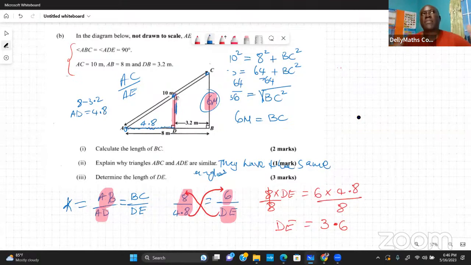And if I'm putting the bigger one on top, I have to do it until this problem is finished. If I'm putting the smaller one on top, I have to do it until the problem is finished. Don't be switching around. So that's why I held my bigger numbers on top all the way. 8 over 4.8, 6 over 3.6, like that. All right, guys, let's continue.